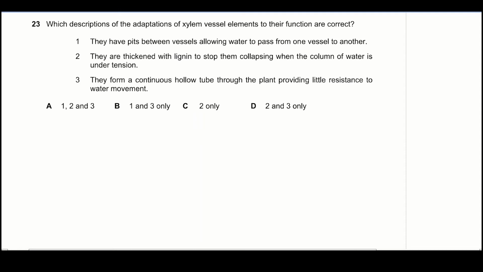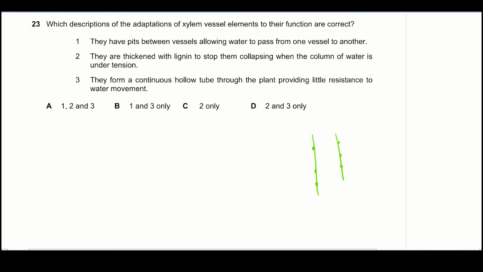3. Which descriptions of the adaptations of xylem vessel elements to their function are correct? 1. They have pits between vessels, allowing water to pass from one vessel to another. This is correct. They do have pits to allow water movement.